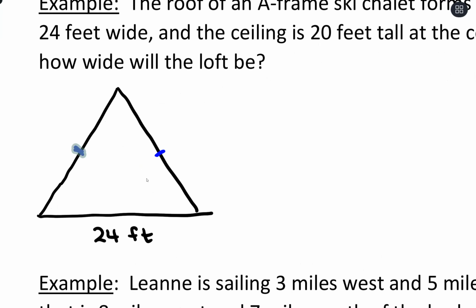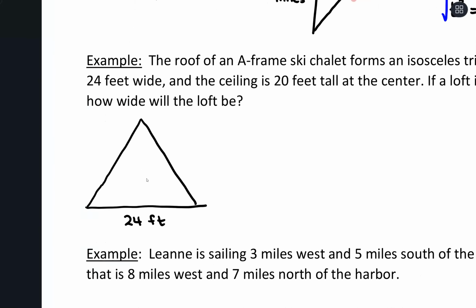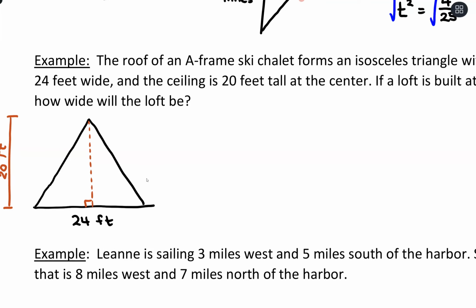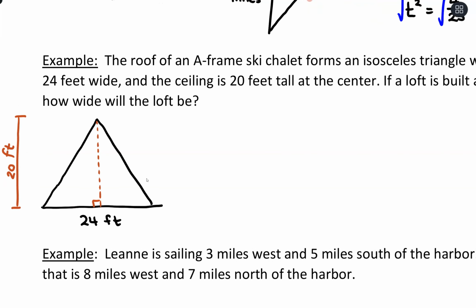So what I'm going to do is draw the height here, because our height makes a right angle, and that height there is 20 feet. Okay, we're going to build a loft, and what that loft is going to look like is it's going to go across here. It's going to split up our triangle. But what we're going to have here are similar triangles.